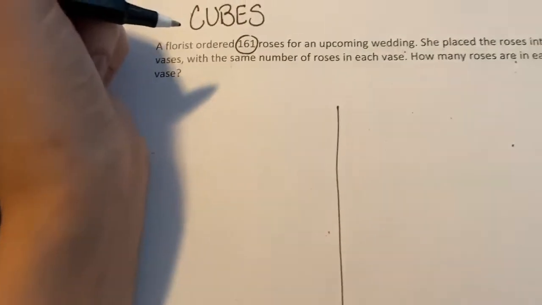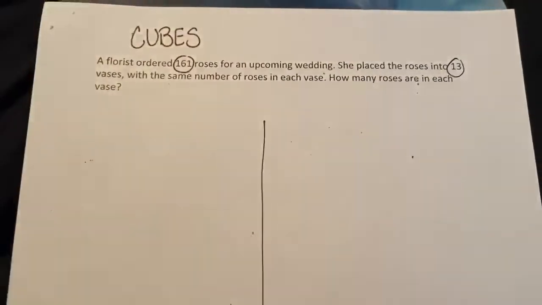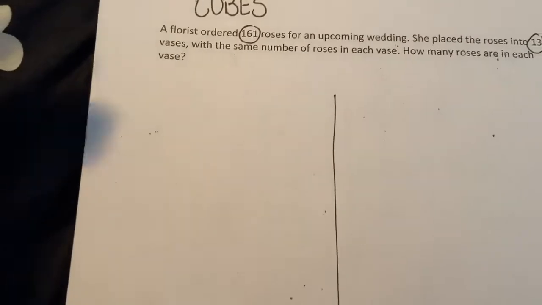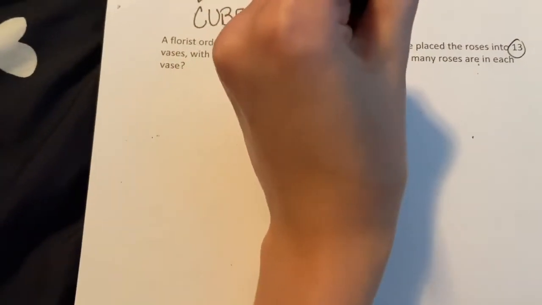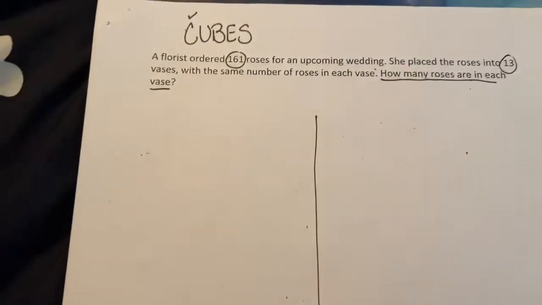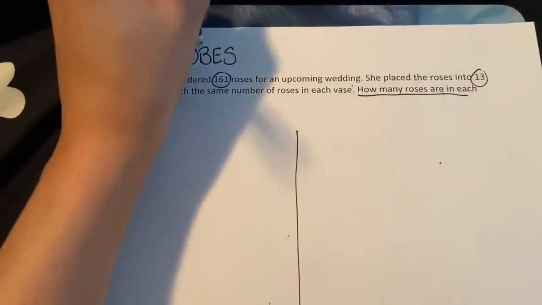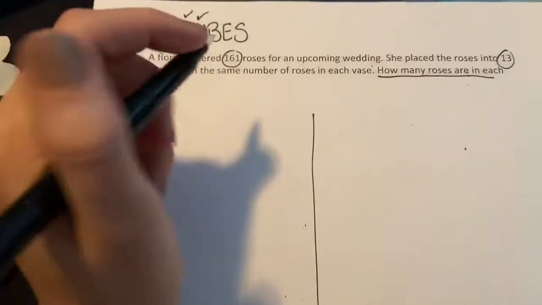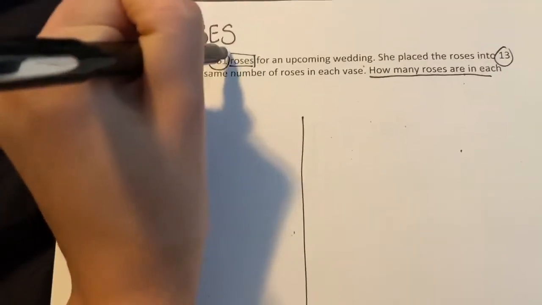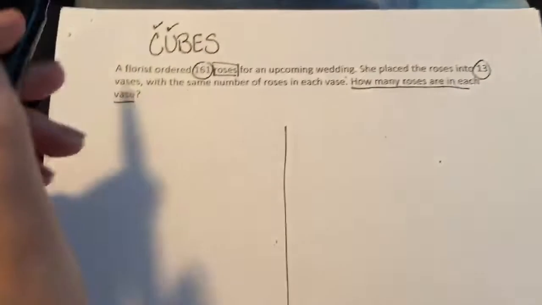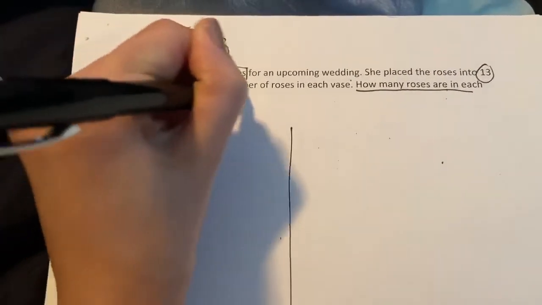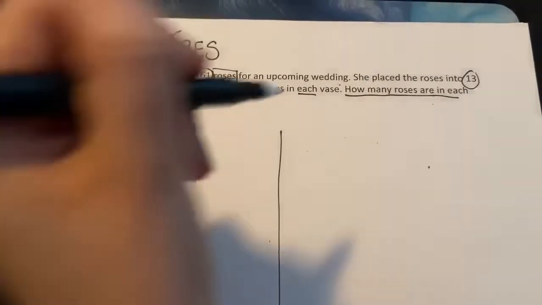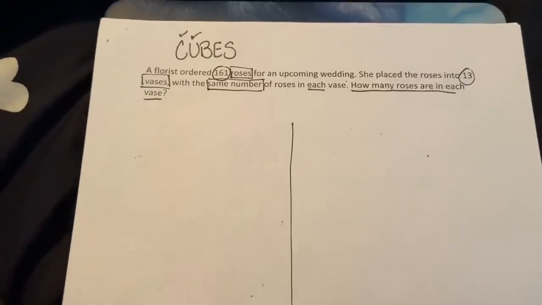I've got 161 roses that she's placing into 13 vases. Now I'm going to go ahead and underline my question. My question is, how many roses are in each vase? And boxing in those important words, I know that there are 161 roses, and she placed the roses into 13 vases with the same number of roses in each vase. How many roses are in each vase? So that is what I need to solve.